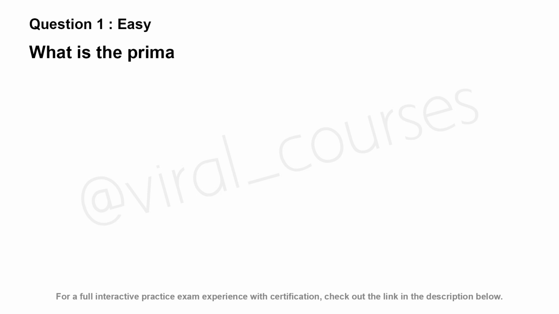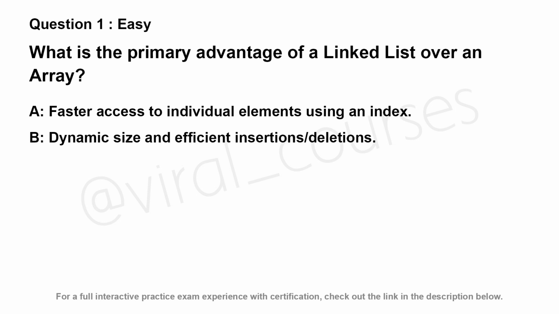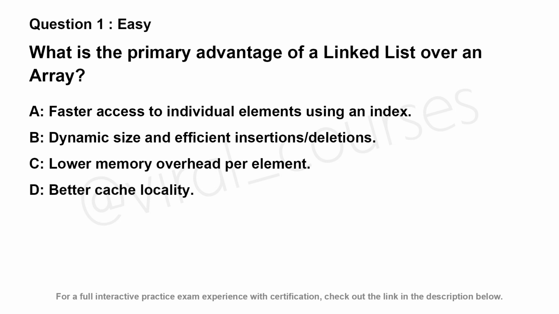What is the primary advantage of a linked list over an array? Option A. Faster access to individual elements using an index. Option B. Dynamic size and efficient insertions, deletions. Option C. Lower memory overhead per element. Option D. Better cache locality.